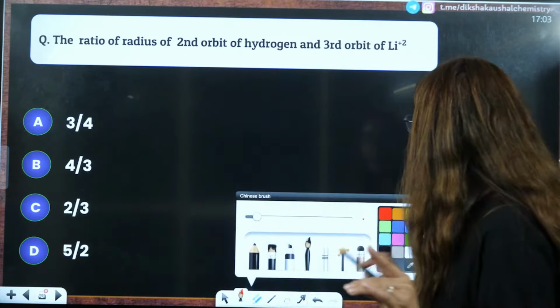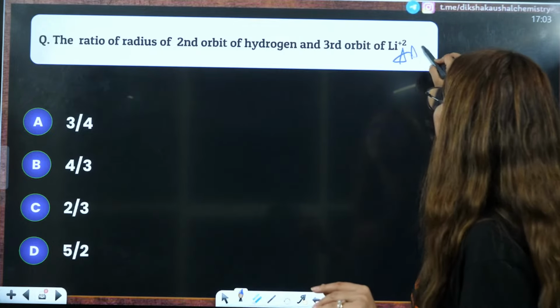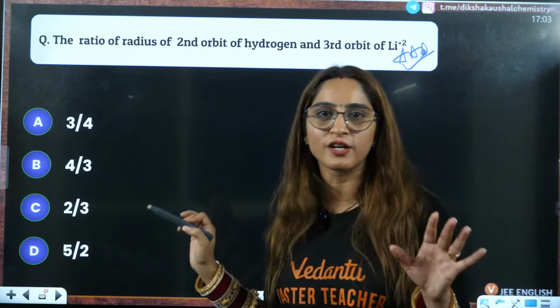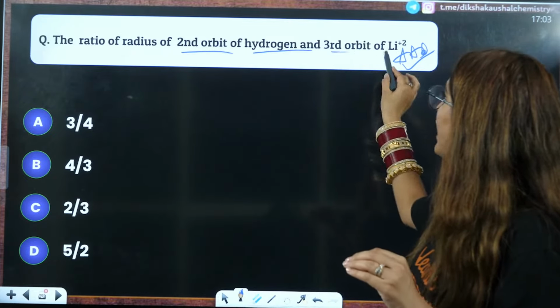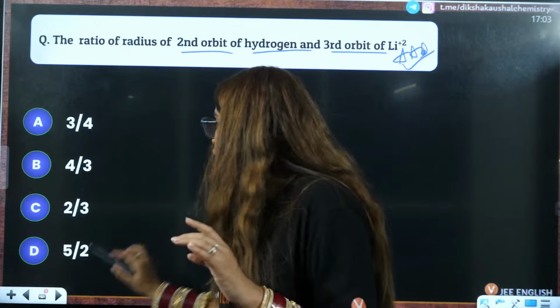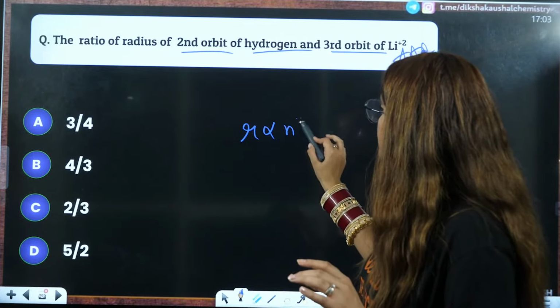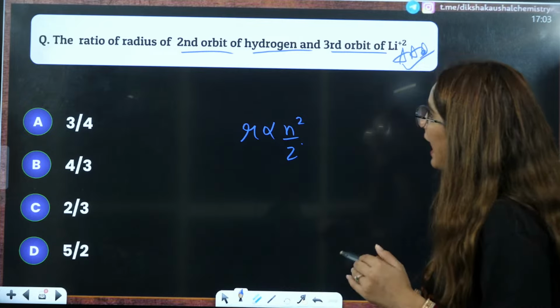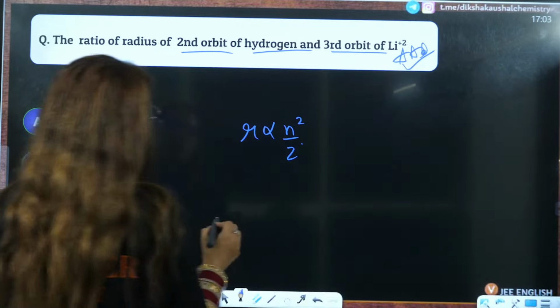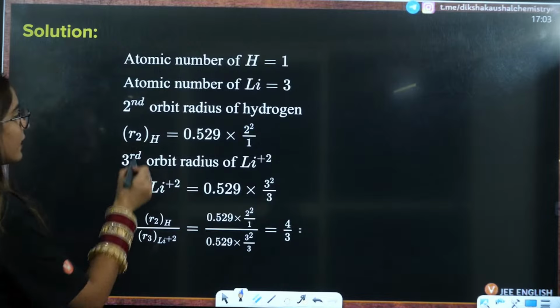The ratio of radius, very, very, very important. Radius, so I think NTA's favorite topic. Right, the ratio of radius of second orbit of hydrogen and third orbit of lithium, right? So we know that radius is directly proportional to n square by Z here. So n and Z both are changed here. So that will be how you will answer that.